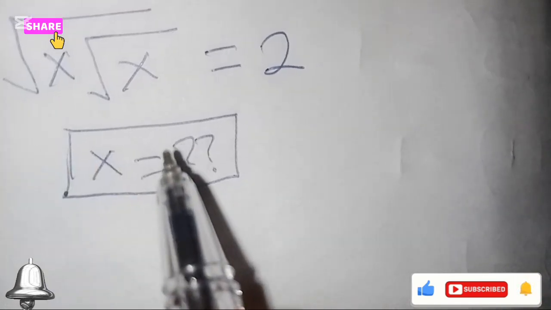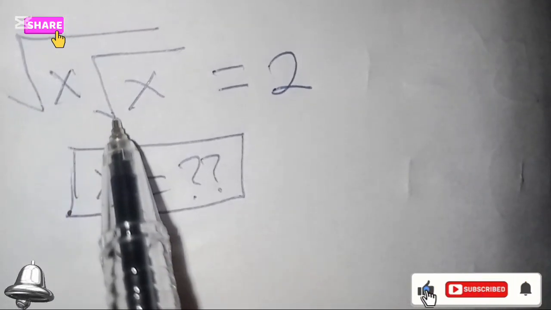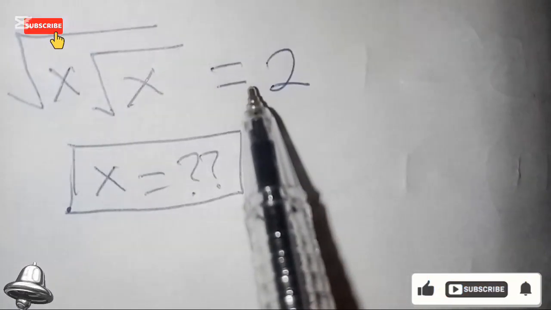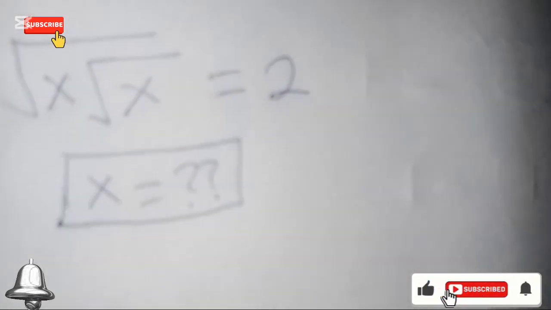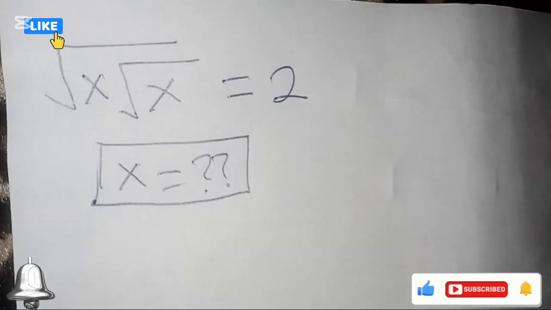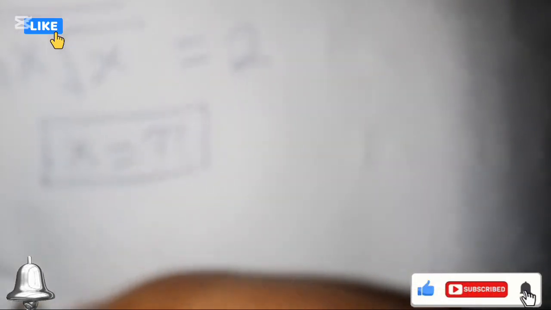Alright, to solve this question, square root of x equals 2. We're asked to find the value for x. So what do we do? First thing we're going to do is to square both sides.